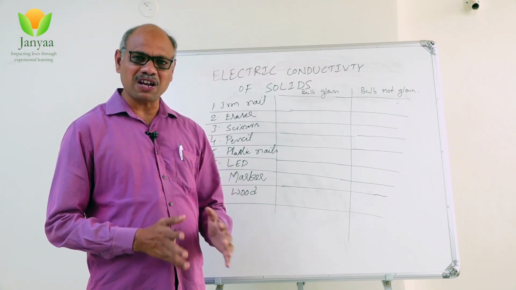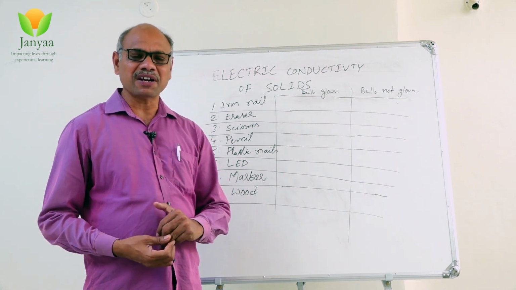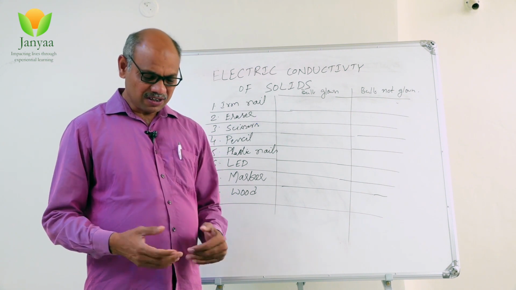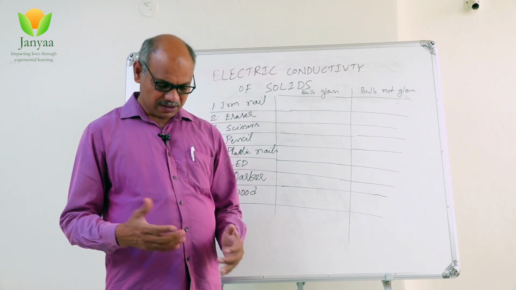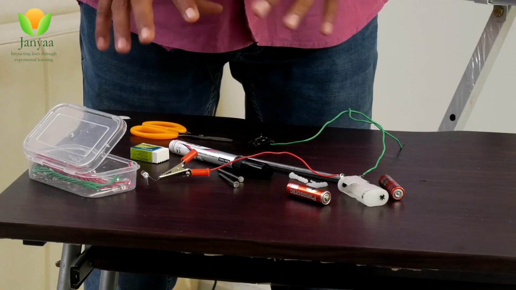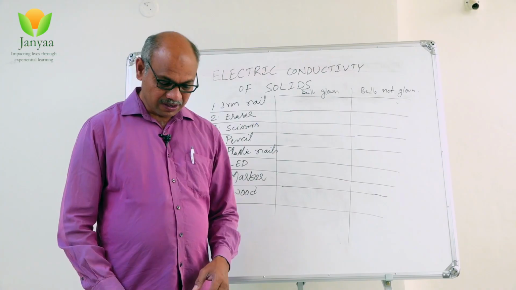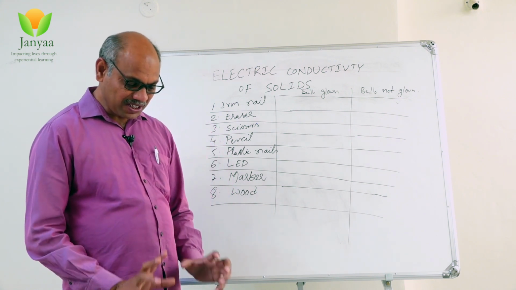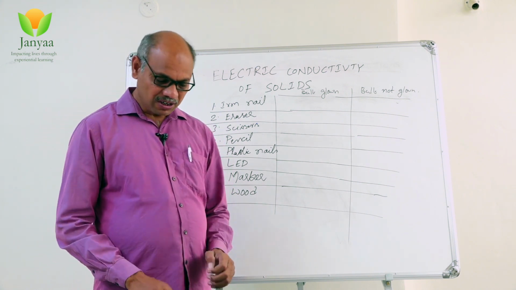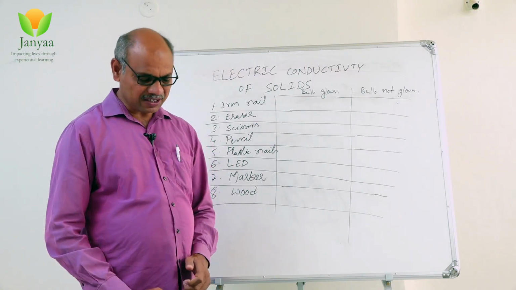Some substances allow current under particular conditions. Those are called semiconductors. Usually germanium, gallium and silicon are semiconductors. But here we are not using them, though in an LED we already use that material. So our main task is to check which of the substances given here conduct electricity.